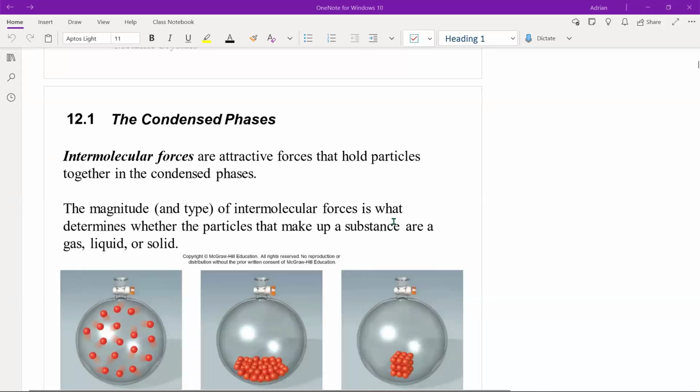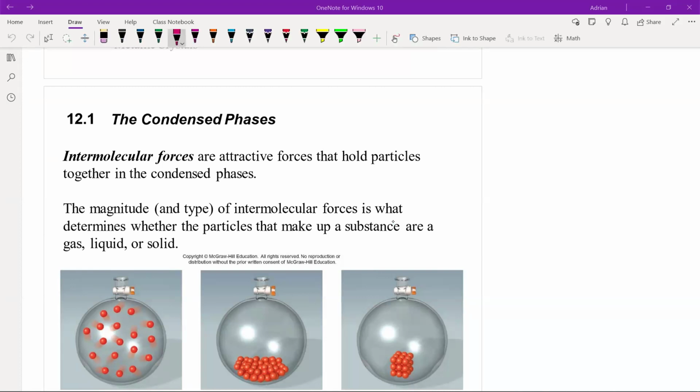So in this section, we're going to take a look at some of the properties, some of the characteristics of the condensed phases, and these are going to be dictated by our intermolecular forces. And remember, we talked about these in some of the earlier sections. These are attractive forces that hold particles together in the condensed phases. So if you remember, some of the intermolecular forces that we talked about were things like our dispersion forces, which were the weakest.